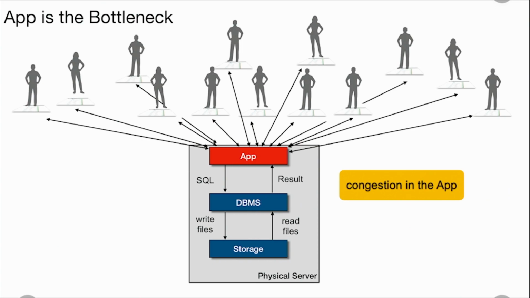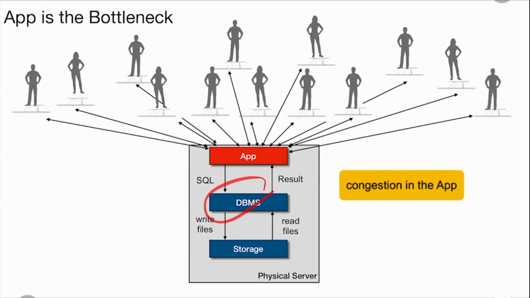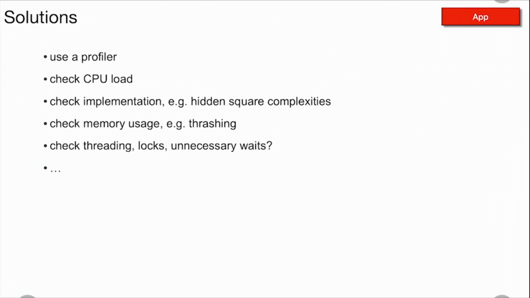The other is the application may become the bottleneck. So there's congestion in the app. The database system is fine, super fast, everything. Storage is okay, no bottleneck there, but the application has a problem. What can you do? Well, of course, you use a profiler. If you haven't used one, a profiler is a standard tool to analyze the performance bottlenecks in your program. You should really know what a profiler is if you do any programming. Google profiler, and there are many, many tools you can install for that. It's super helpful.